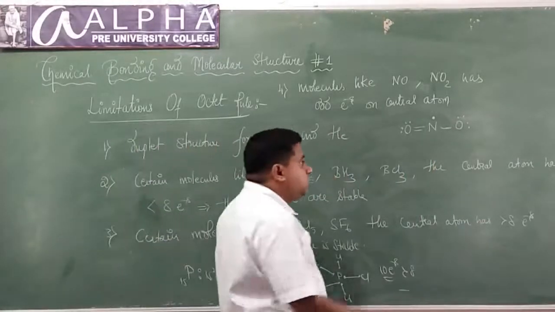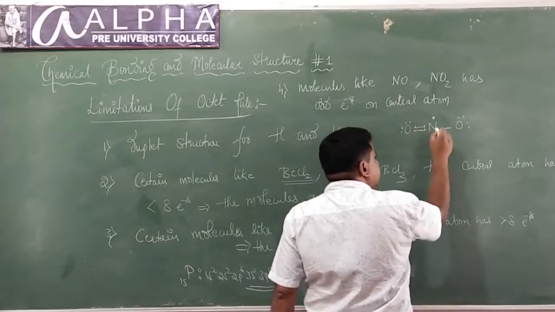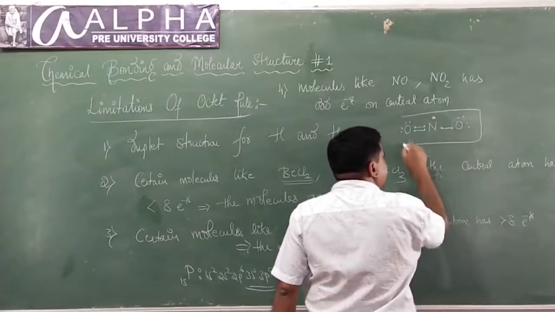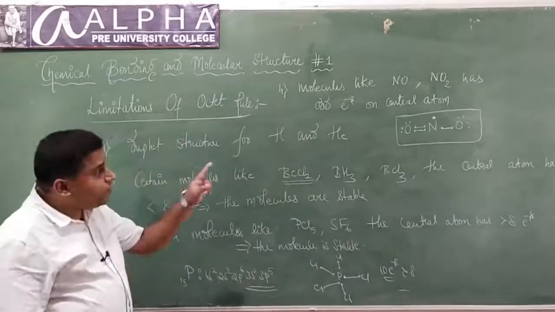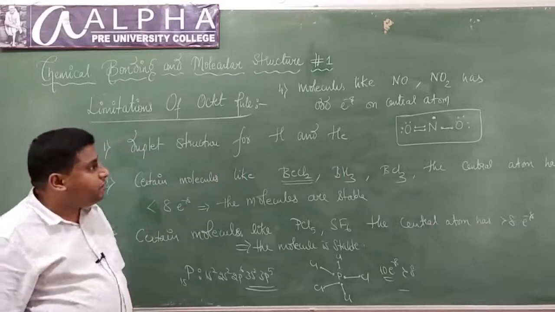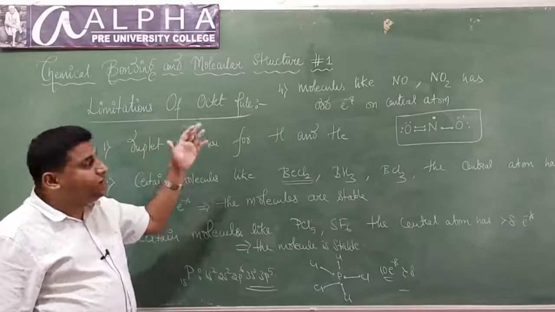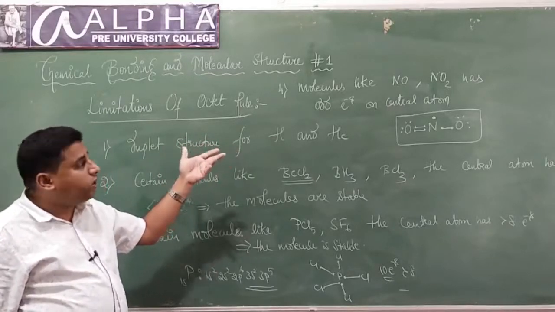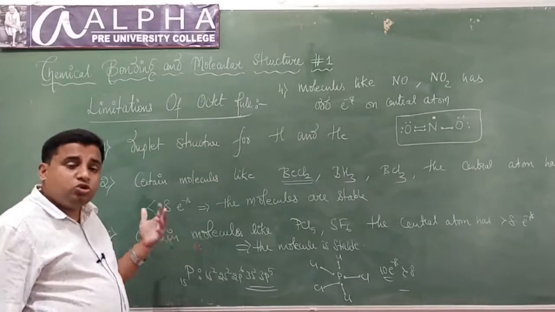Look here: 2, 4, 6, and 1, that is 7. Nitrogen has 7 electrons in its valency shell, but still nitrogen dioxide and nitric oxide are stable. So certain molecules have an odd number of electrons in their valency shell, but still those molecules are also stable.